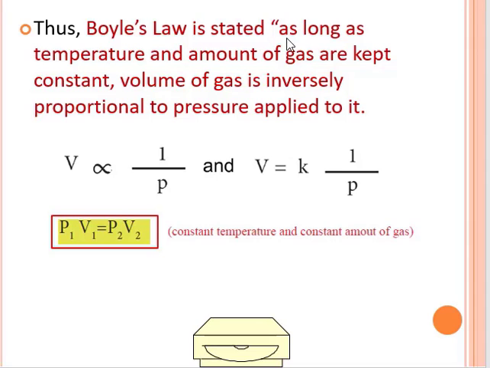Thus, Boyle's law is stated: as long as temperature and amount of gas are kept constant, the volume of a gas is inversely proportional to the pressure applied to it. We can say temperature and amount of gas should be constant. Volume and pressure: V is inversely proportional to P, V is proportional to 1 over P, and V is equal to a constant times 1 over P. From here we can get the relationship between P and V: P1 V1 is equal to P2 V2.